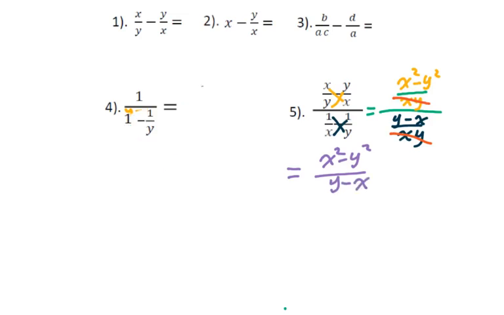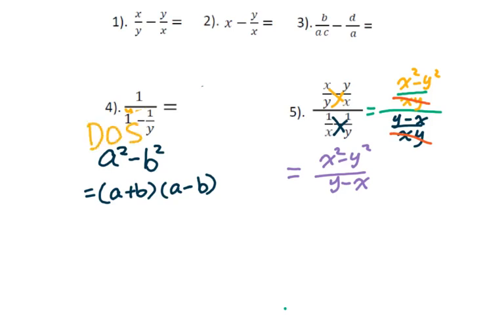We learned the DOTS factoring. That means a squared minus b squared equals a plus b times a minus b. DOTS factoring, D stands for the difference of squares. In other words, I have x squared minus y squared. I can do this DOTS factoring. So I got x plus y, x minus y, then over y minus x.